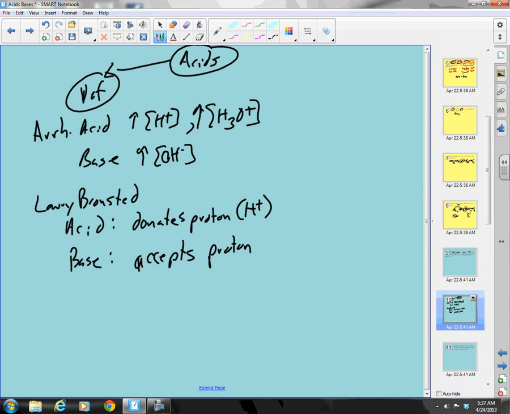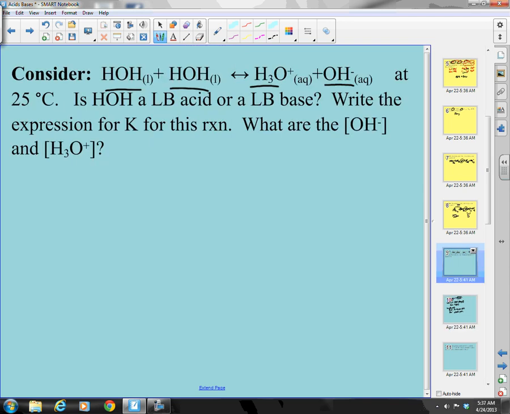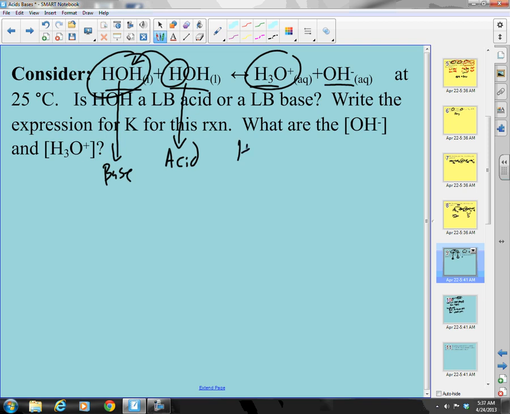So let's go back and look at our reaction and see if we can figure out what's going on. Somehow one of these waters goes from here to here. How did that happen? Well, an H here is donated to that, meaning this is my proton donor, so it is an acid. This accepts the proton, so it is a base. So we have HOH acting as an acid, and HOH acting as a base. In this reaction, water acts both as a Lowry-Bronsted acid and a Lowry-Bronsted base. Cool.